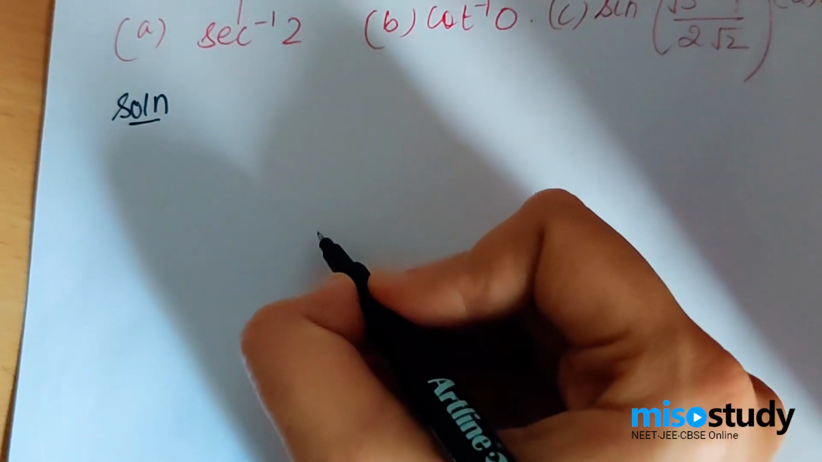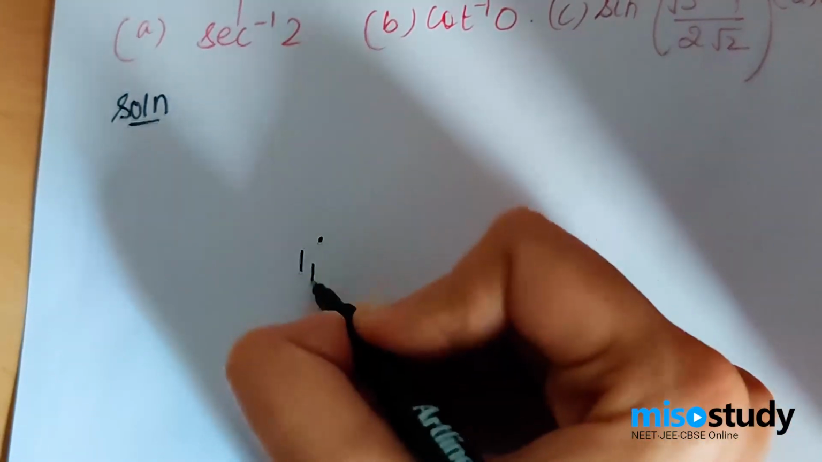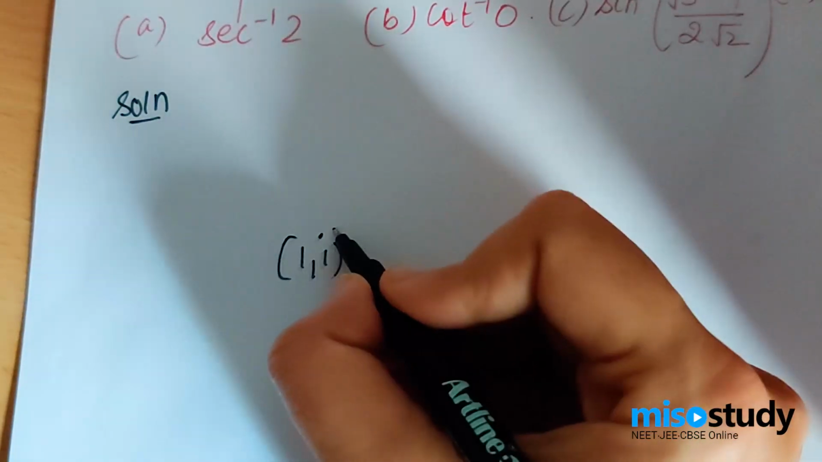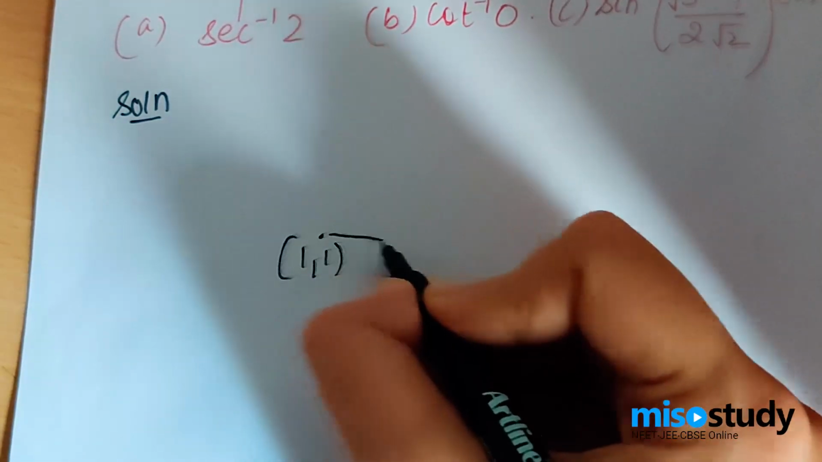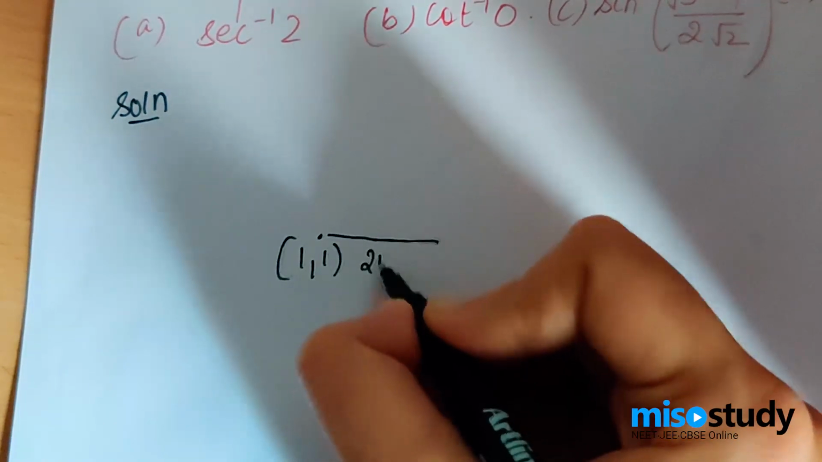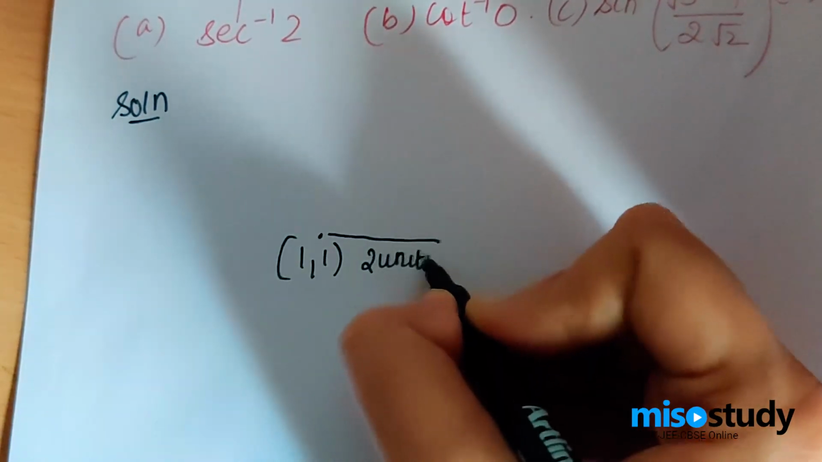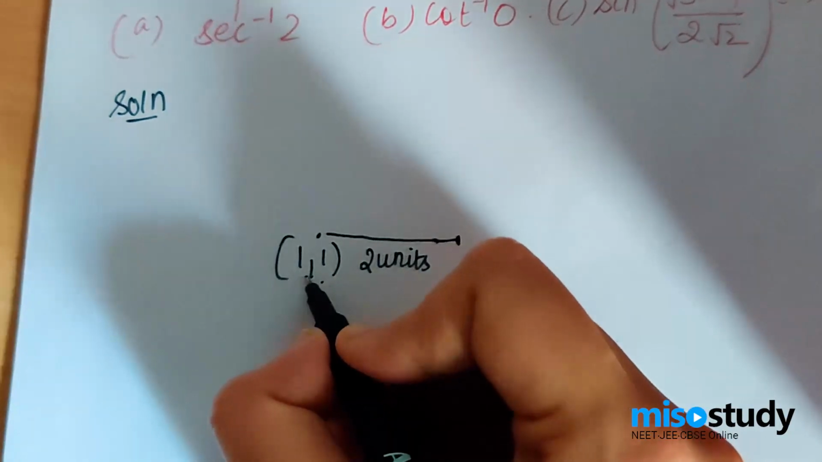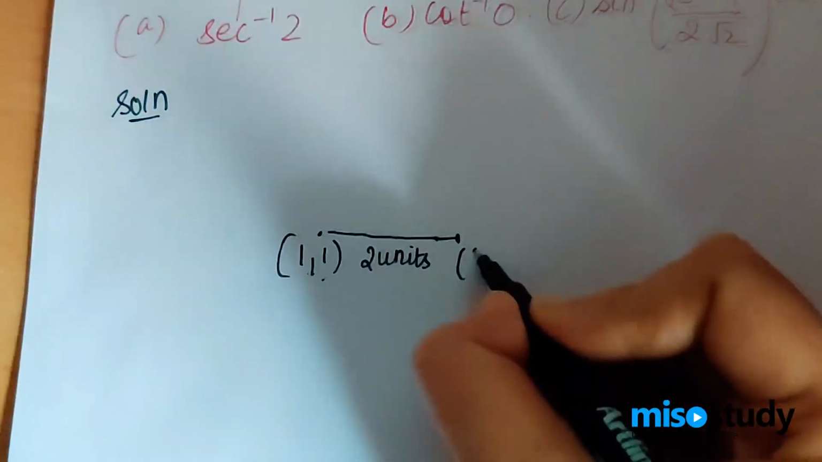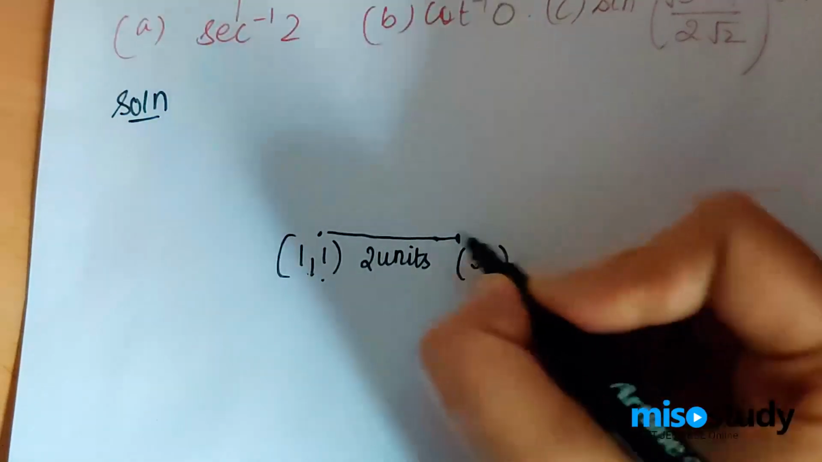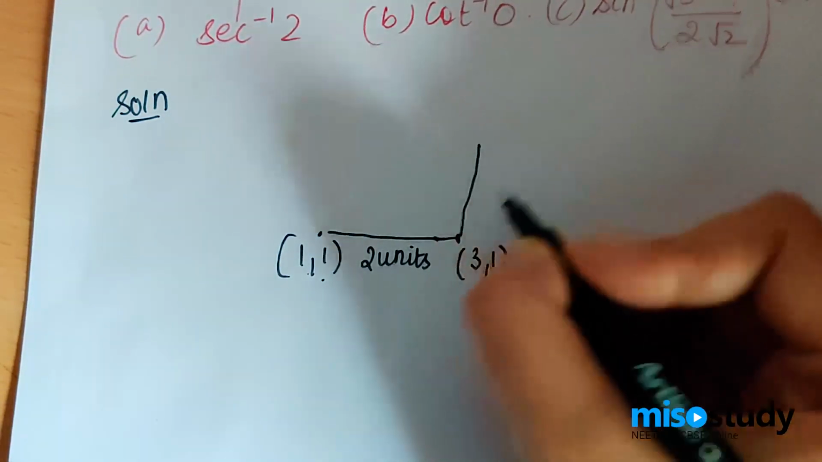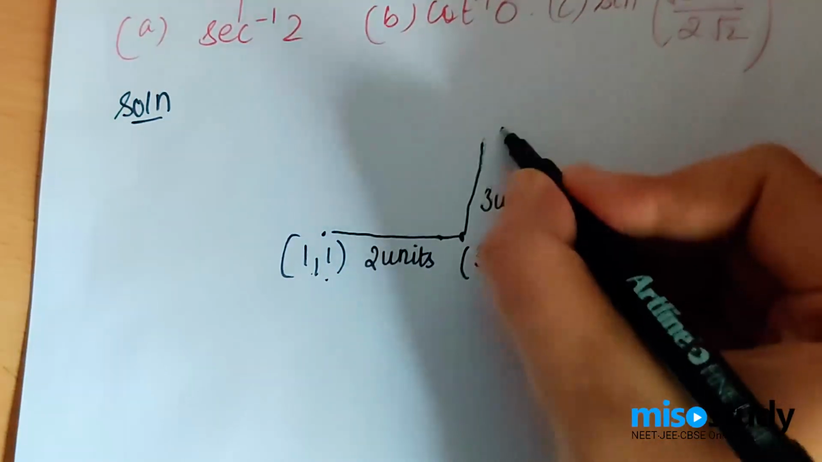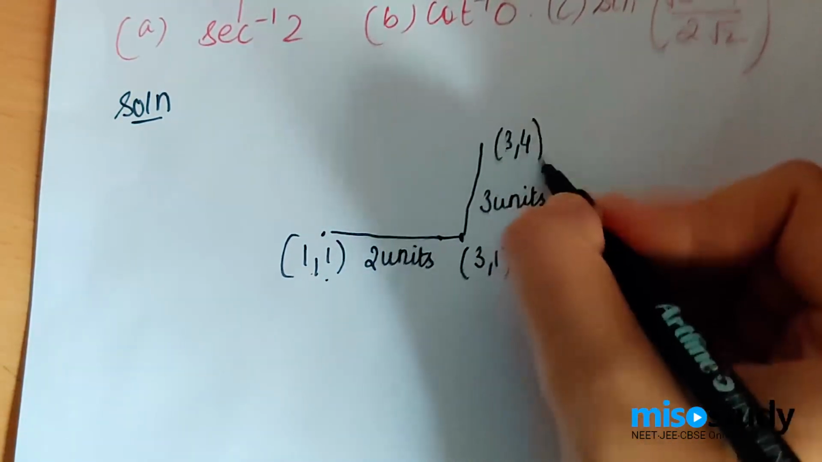So there's this particle that starts from (1, 1). It moves horizontally away from the origin by 2 units. So horizontally away, 2 units. So what will be the coordinates now? Since we are going horizontally, y will remain the same. This will become (3, 1). Then you go vertically 3 units. So x will remain the same, and it becomes (3, 4).